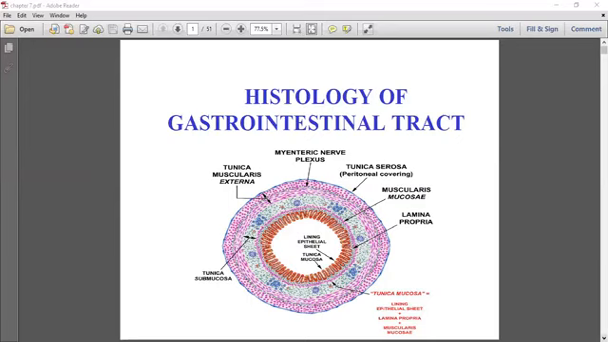Thus, any part or organ of the gastrointestinal tract or digestive system is internally composed of four basic tissue layers, in arrangement from outermost to innermost: serosa or adventitia, musculosa or muscularis, submucosa, and the innermost layer, mucosa.